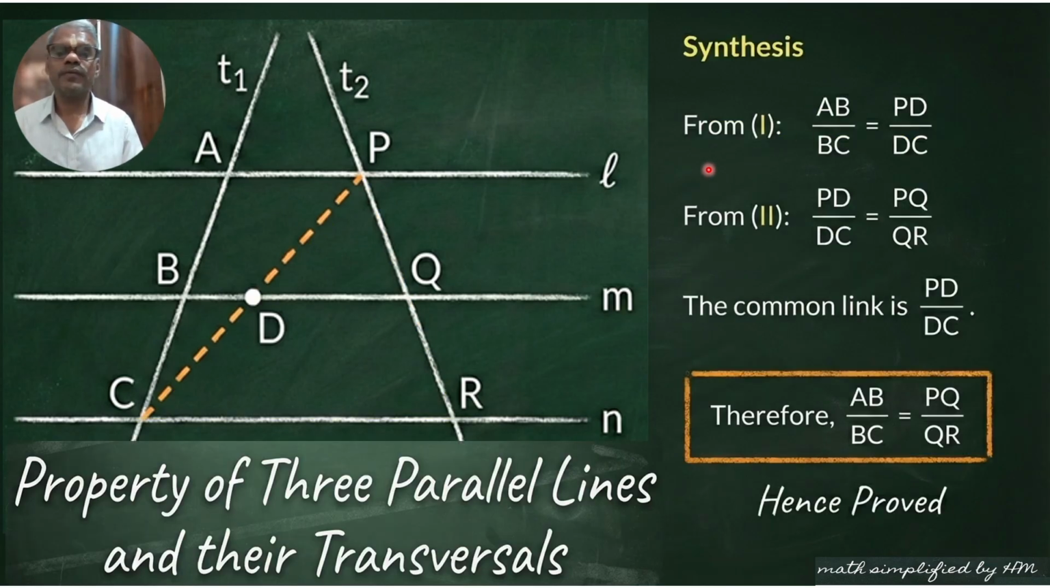Now we have two equations. From 1, AB upon BC is equal to PD upon DC. And from 2, we have PD upon DC is equal to PQ upon QR. And the common link is PD upon DC. Therefore, AB upon BC is equal to PD upon DC is equal to PQ upon QR. Therefore, we get AB upon BC is equal to PQ upon QR. Thus, we have proved the property of three parallel lines and their transversals.